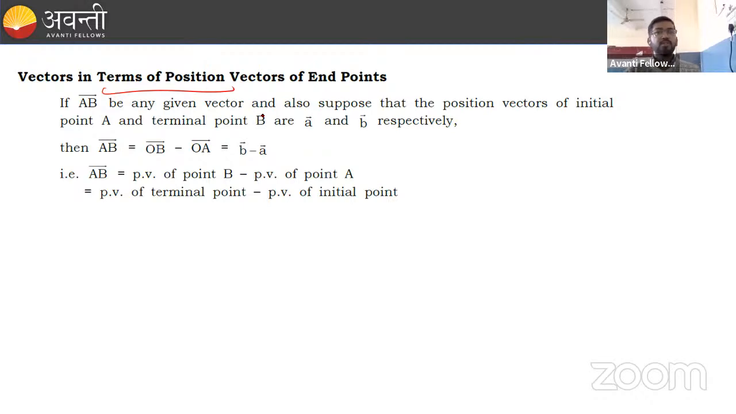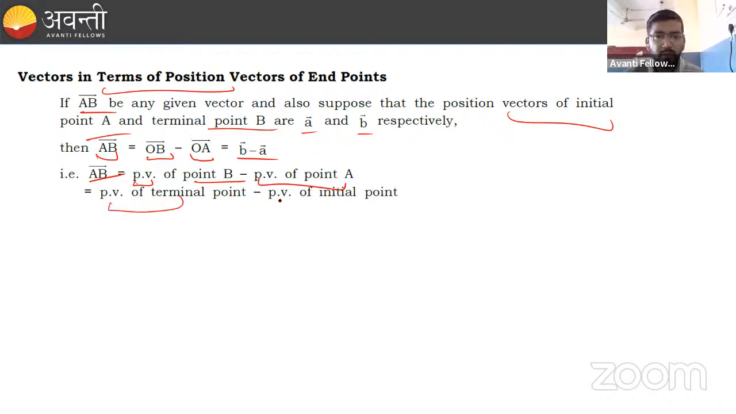Vectors in terms of position vectors of endpoints. If AB bar is any given vector, and suppose the position vectors of initial point A and terminal point B are A bar and B bar respectively, then AB bar can be written as OB bar minus OA bar, which is B bar minus A bar. So AB bar is the position vector of terminal point minus the position vector of initial point.